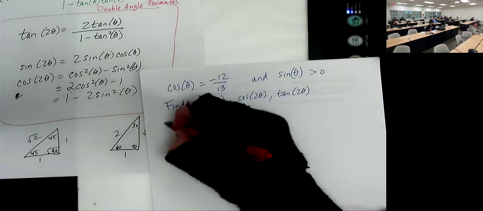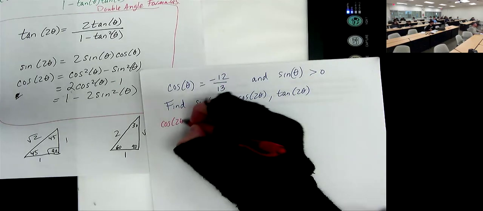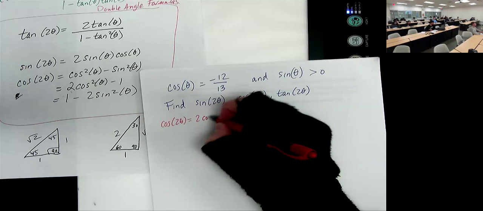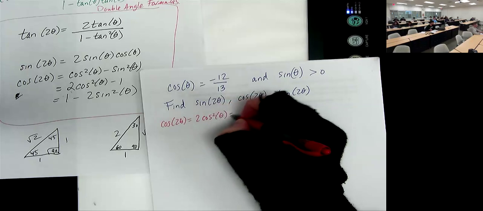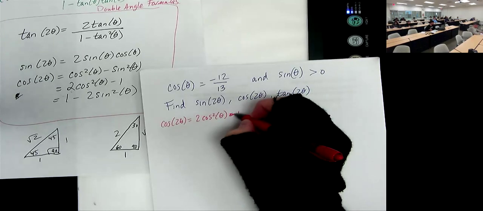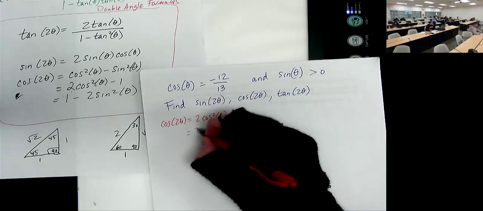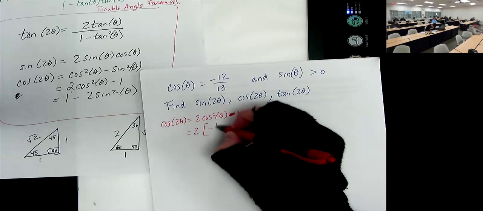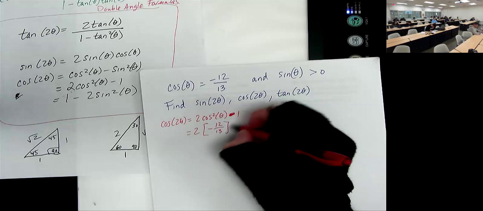So if I wanna do cosine 2 theta, I can do 2 cosine squared theta minus 1. So this is 2 times (-12/13) squared minus 1.